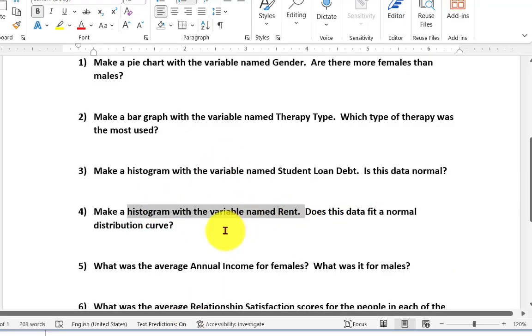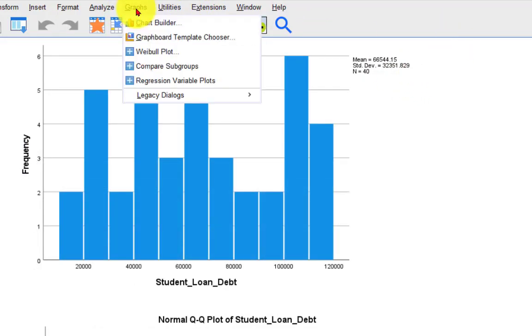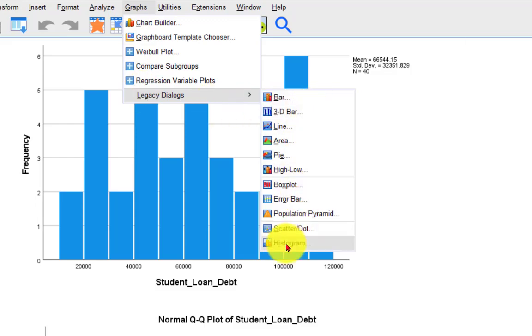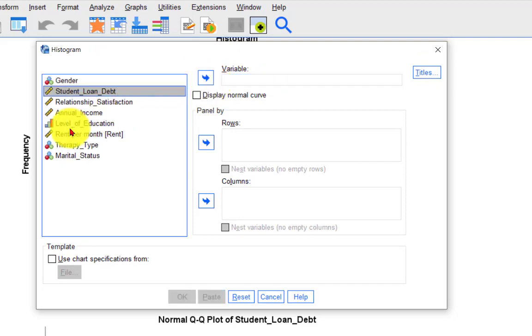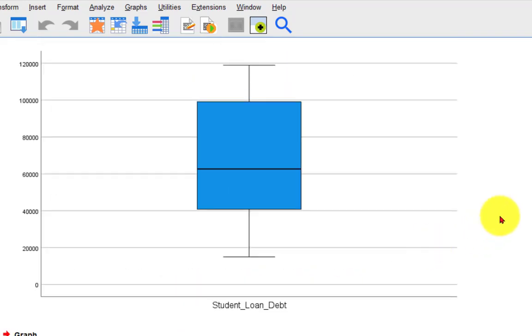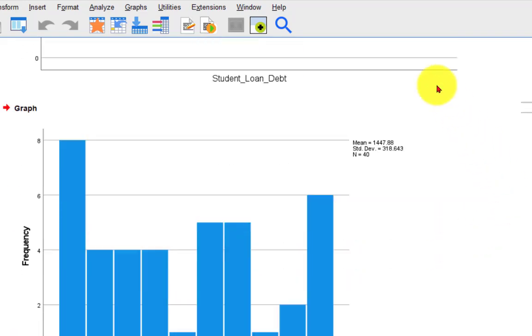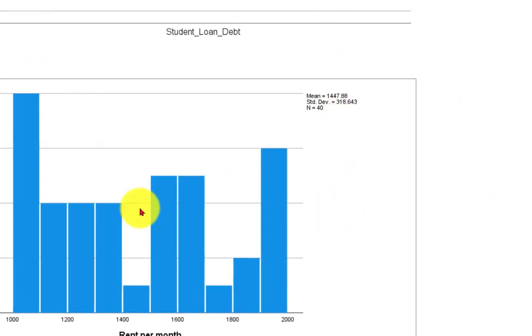Histogram of rent. Same thing. Is it normal? So let's just go to legacy histogram. And out with the student loans, in with the rent. And boom. Again, here's the histogram. And that is not normal either, right? It's got too many highs and lows. It does not fit the hump. So I would say it's not normal, but we're going to run those tests again.